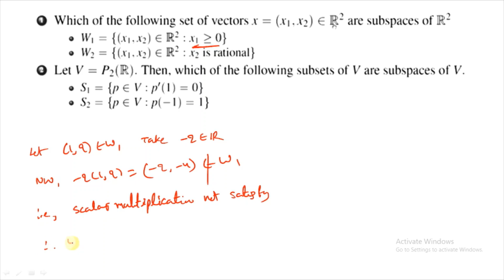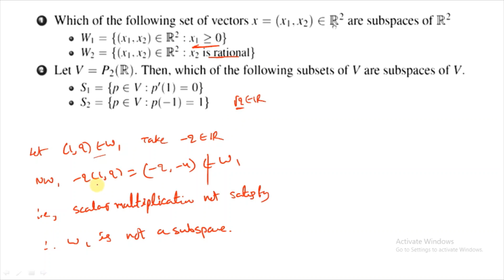Therefore, W1 is not a subspace. Now go for the second one. The second one is also not, because x2 must be rational. Suppose we take a scalar alpha in R, say root 2 or root 3, whatever irrational number.